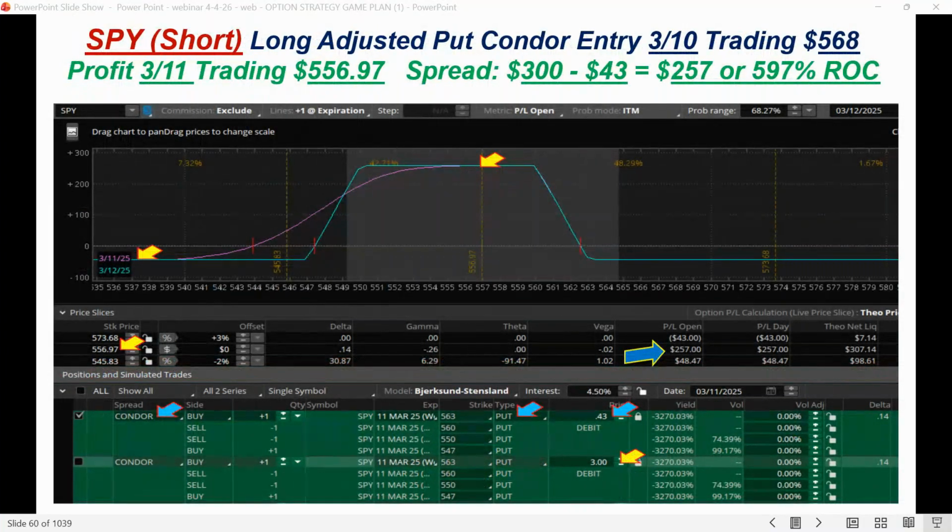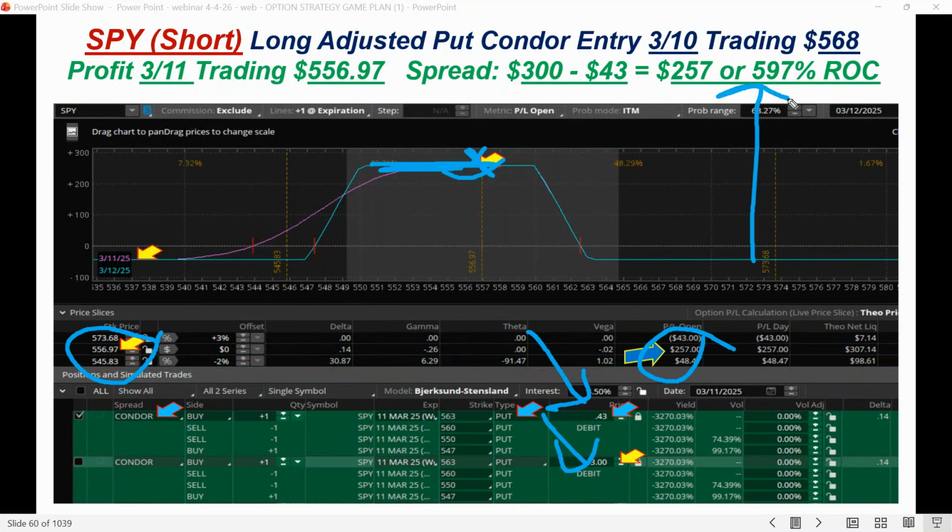So this turned out perfect. Adjusted cost down to 43 bucks, blew out, and went out right there at 556 between our two spreads right here. So we had a profit here of $257 on that reduced risk of 43. So 597% return and a positive theta trade, by offsetting the negative theta from the debit spread with that credit spread.